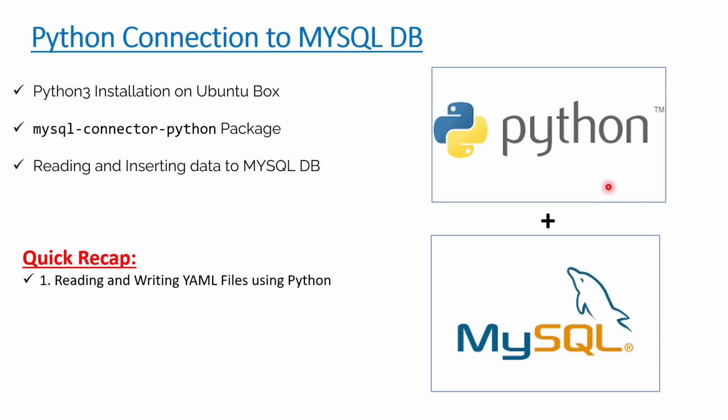So yeah, we'll be doing a quick installation if it is not done on your box. It can be an Ubuntu box or a Windows box, and then we'll be installing this MySQL connector Python package to your Python environment so that you can connect to MySQL DB. Then we'll be inserting data to MySQL DB, which will ultimately be looked at on Grafana. So this is today's session.